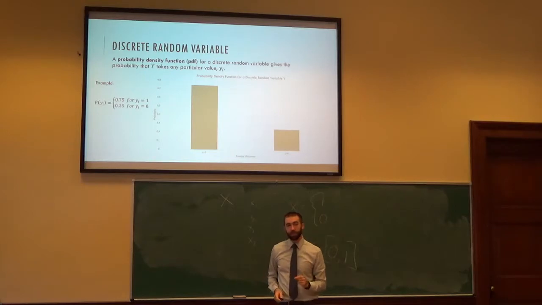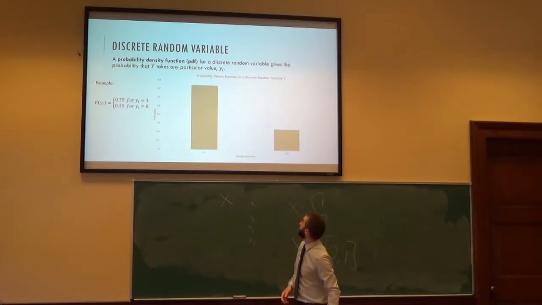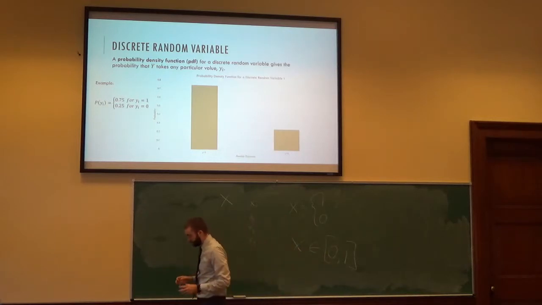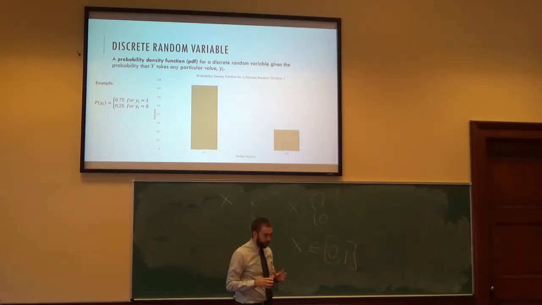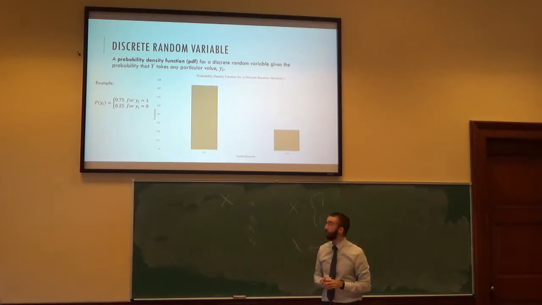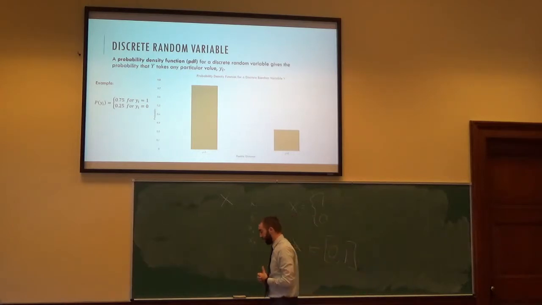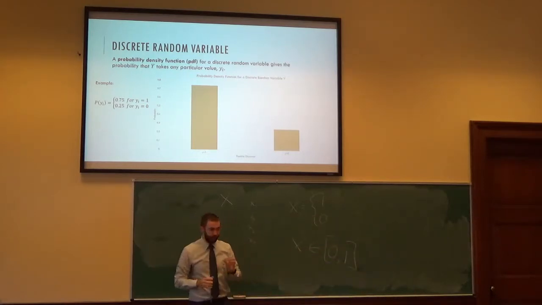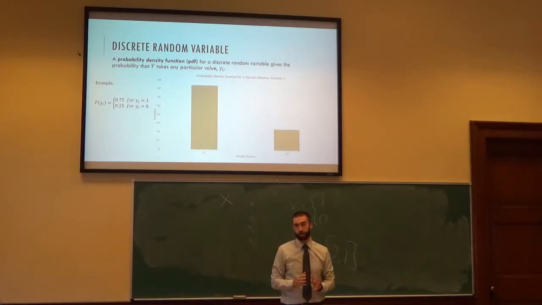A probability density function. A probability density function is a function that gives you the probability of seeing that particular observation. So let's look at an example of a discrete random variable, and then we'll look at a continuous random variable in a moment. Okay, a discrete random variable can take discrete values.